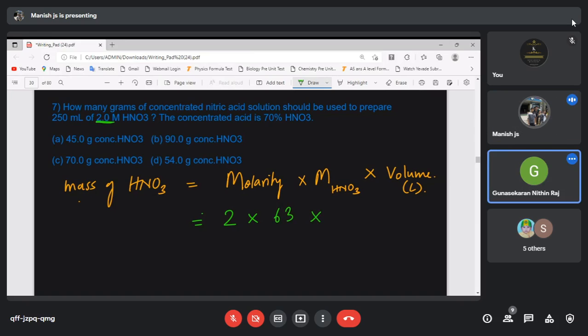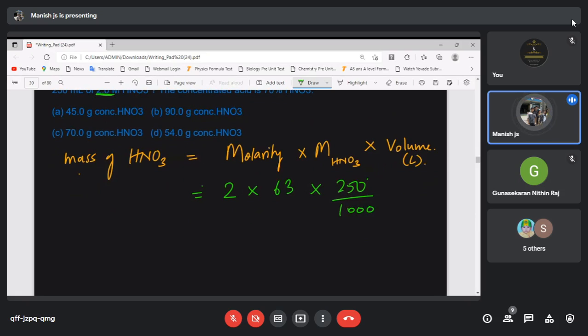Volume is given as 250 ml. So how do we convert it? 250 milliliter, so it is to be divided by 1000. Milli means 1000, so 1 by 1000. Okay. So I am dividing by 1000. So this is the substitution. Now you simplify. The zeros I will cancel. 25 ones are 25. 25 fours are 100. Then you go for cancelling. 2 ones are 2, 2 twos are 4. So 63 by 2 grams.